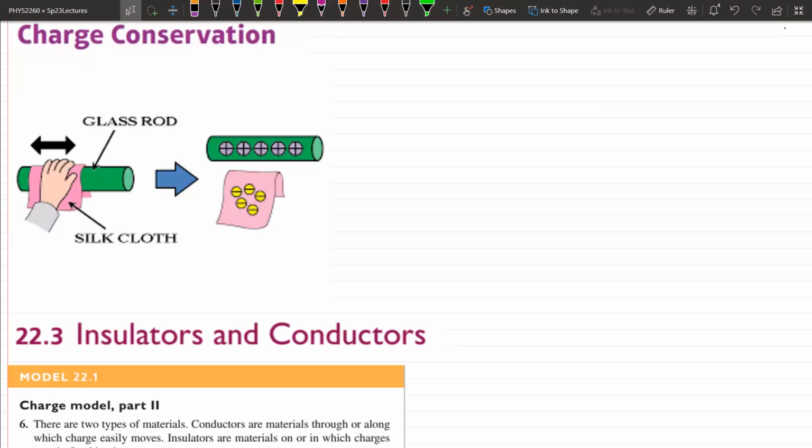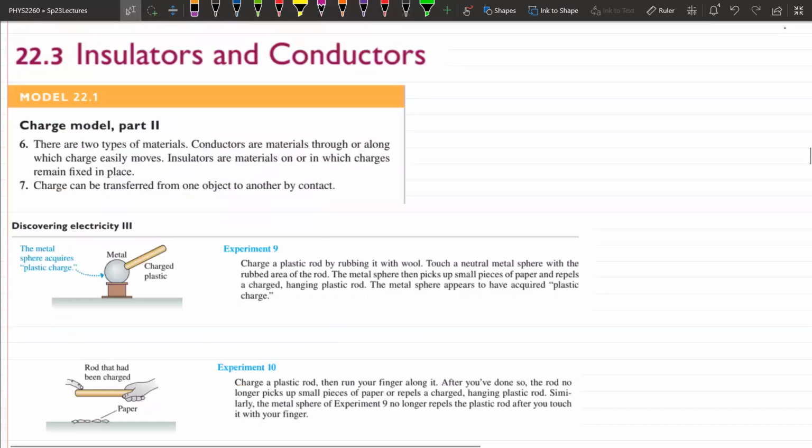Okay, all right, so let's wrap up with a short discussion on these possibilities. There are different types of materials out there.